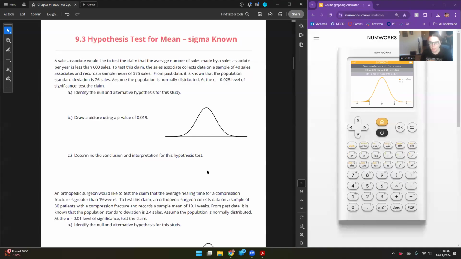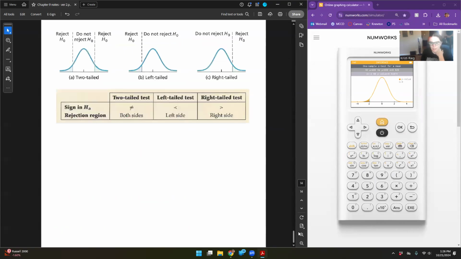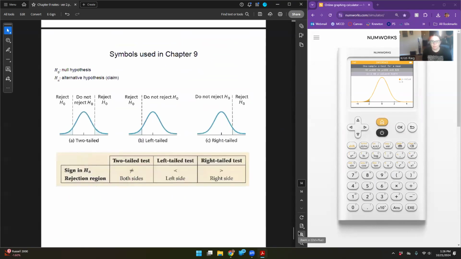So before we get started, I want to make sure you have that extra page that I put in the last section. It looks like this, the symbols used in chapter 9, because we're going to use this just to refer back to all the time. So we talked about the null and the alternative hypothesis, where the alternative is the claim. And we talked about the two-tailed, left-tailed, and right-tailed.